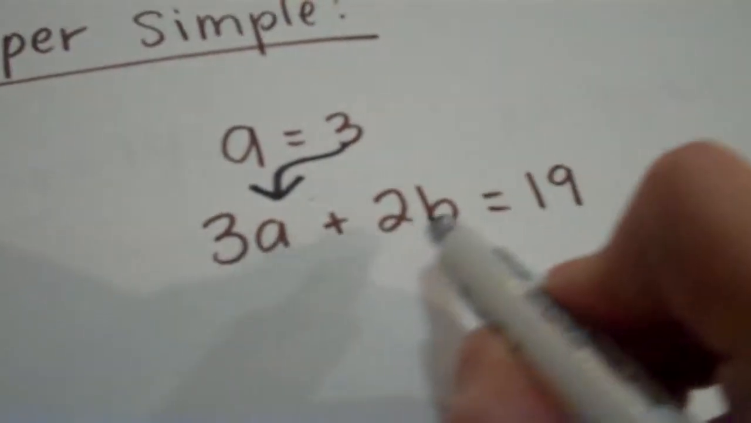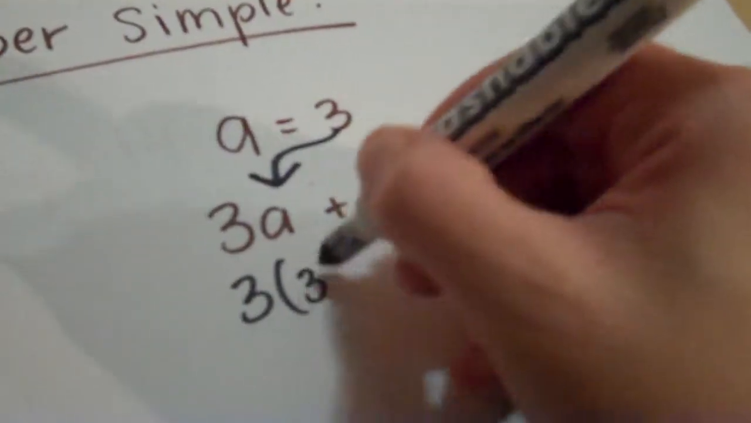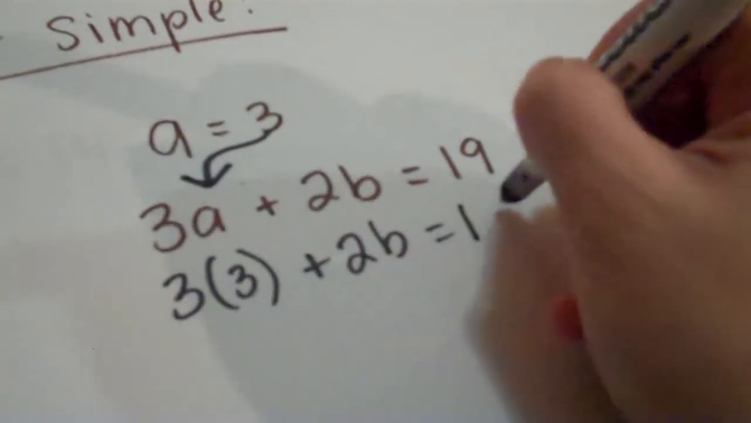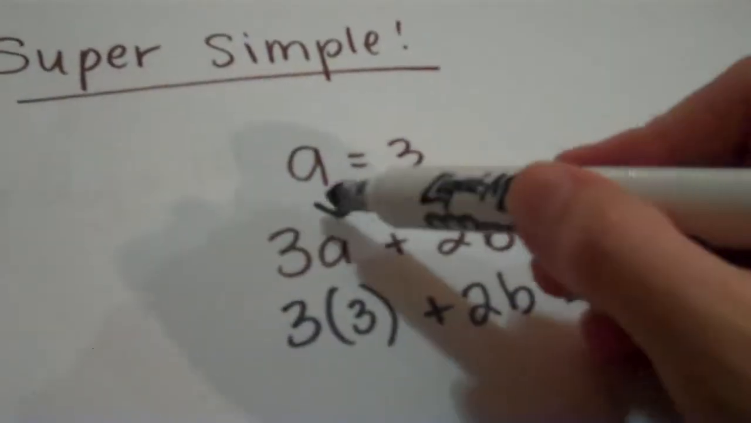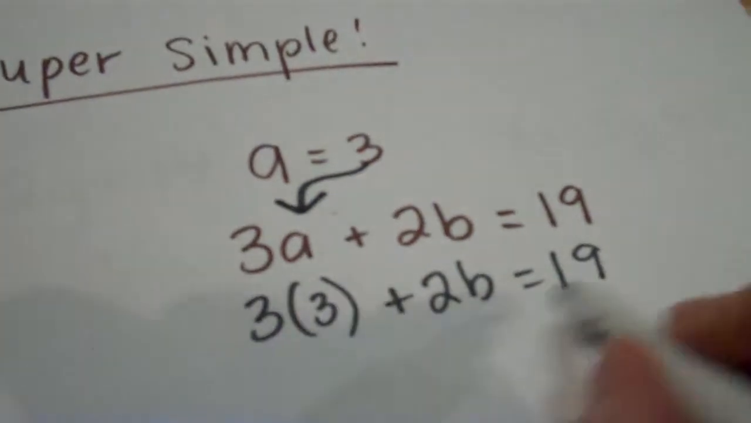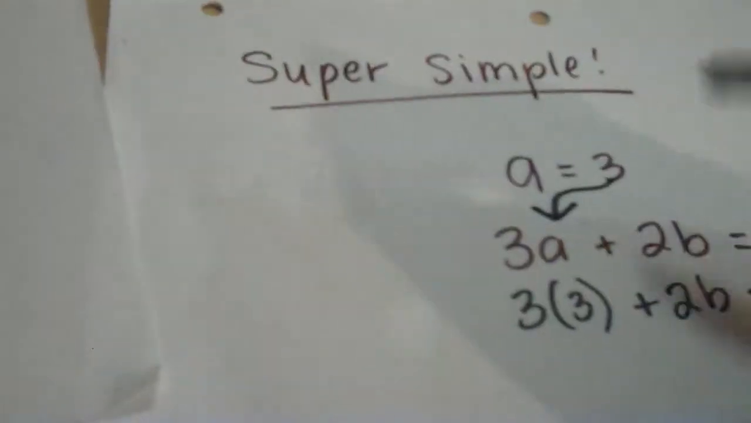So I'm going to rewrite this entire equation, but instead of A, I'm going to put 3, parenthesis, 3, plus 2b equals 19. Okay? So the hardest part for kids to understand is that it says A equals 3, so I put the 3 where the A is, and then I just rewrote the whole thing. Okay? That's step 1. All you have to do is replace.